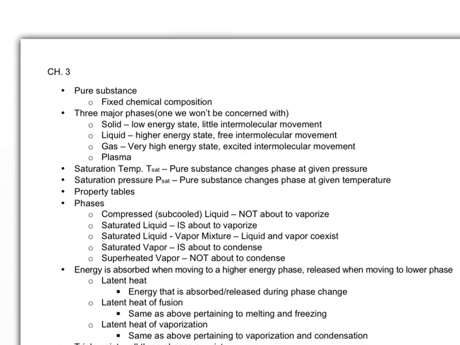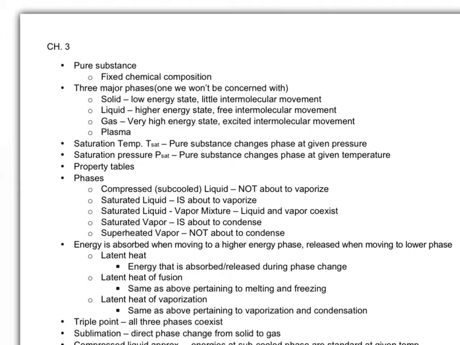I will use latent heat to describe the fusion and vaporization. So in general, energy is absorbed when moving to a higher energy phase and released when moving to a lower energy phase. So water will release energy when it turns into ice, and it will absorb more energy when it turns to a steam or a vapor. And that's what you'll see with latent heat. It's the energy amount that's being released or absorbed during the change of phase.